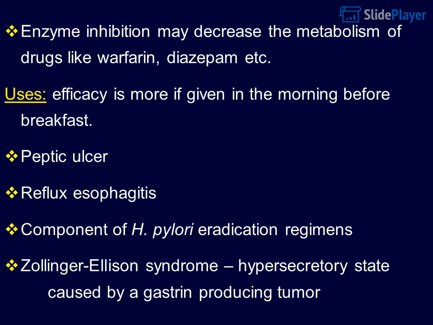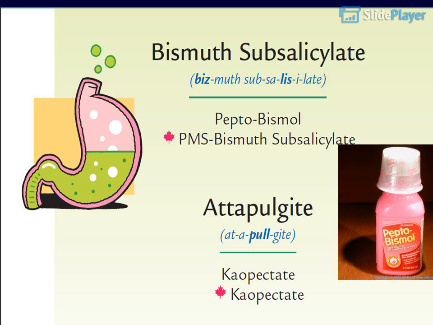Enzyme inhibition may decrease the metabolism of drugs like warfarin, diazepam etc. Uses: efficacy is more if given in the morning before breakfast. Peptic ulcer. Reflux esophagitis. Component of H. pylori eradication regimens. Zollinger-Ellison syndrome, a hypersecretory state caused by a gastrin-producing tumor.